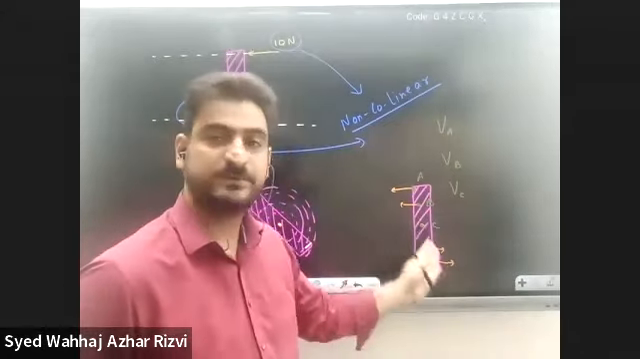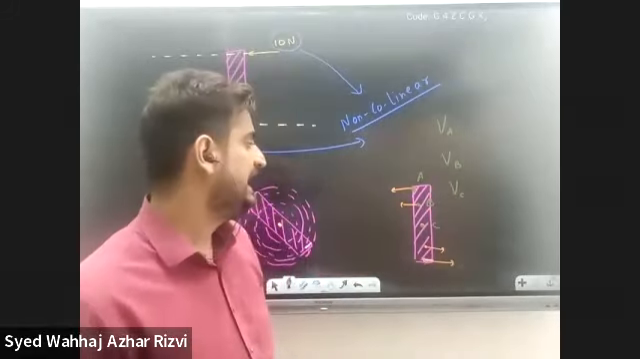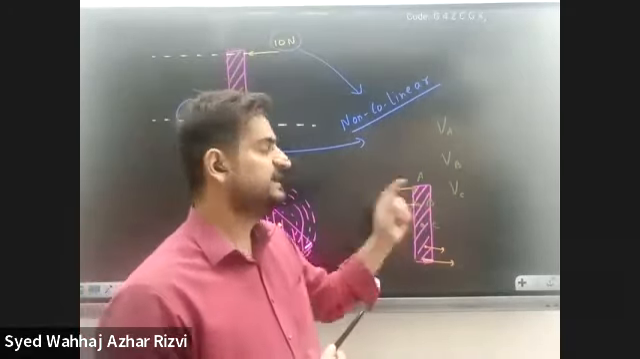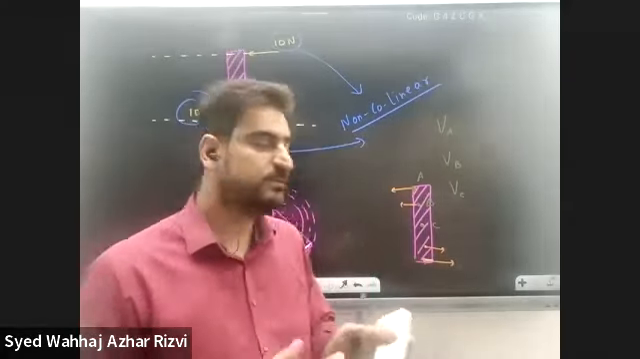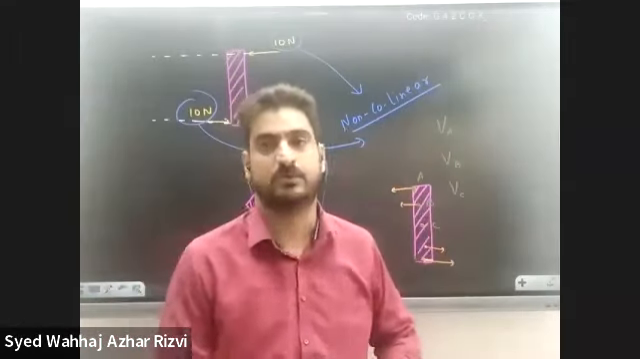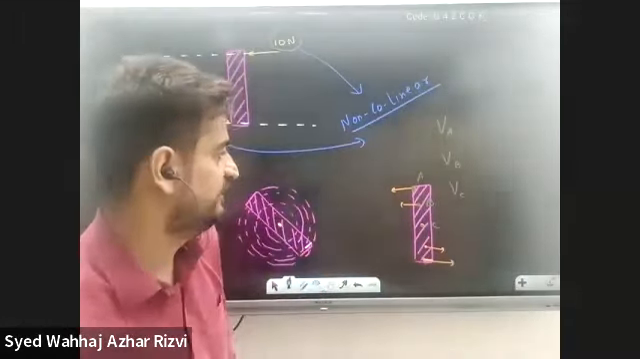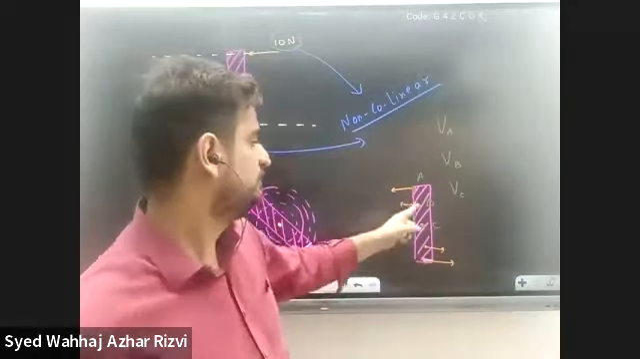Can you tell me what would be the speed of point C? Zero. And from A and B, which one would be moving with greater velocity? Which one would be moving with larger velocity? The speed of A would be more, or the speed of B would be more? The speed of A would be more. Very good. So point A would be moving with larger velocity and point B would be moving with a smaller velocity.